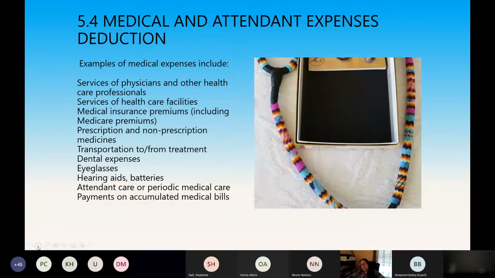So, your medical and attendant expense deductions. Examples of medical expenses include services of physicians and other healthcare professionals, services of healthcare facilities, medical insurance premiums, including the Medicare premium, prescription and non-prescription medicines, transportation to and from treatment, dental expenses, eyeglasses, hearing aids, batteries, attendant care, periodic medical care, and payments on accumulated medical bills.